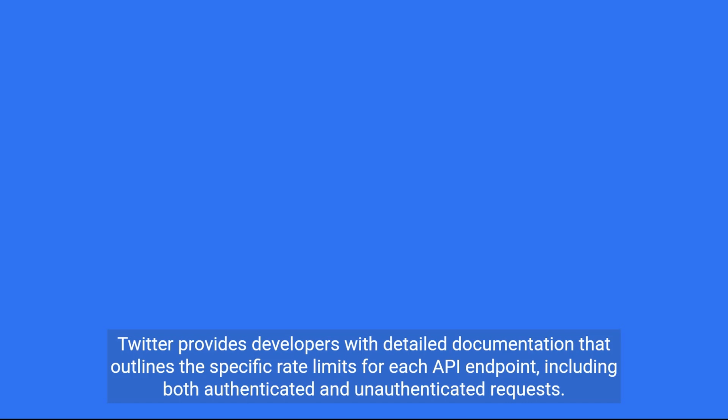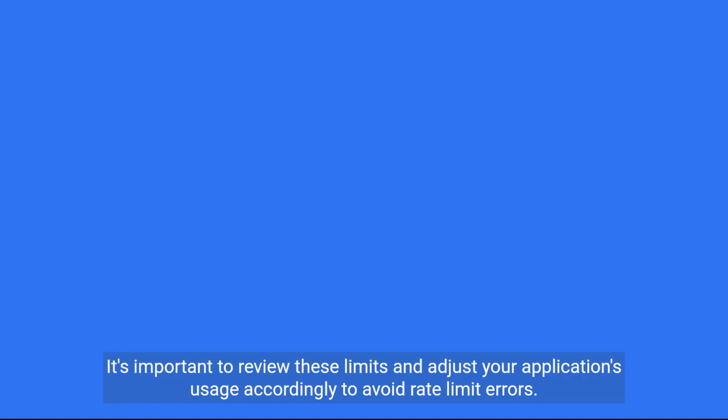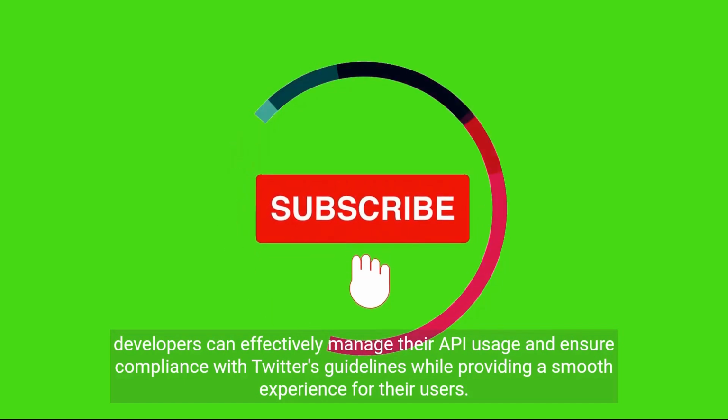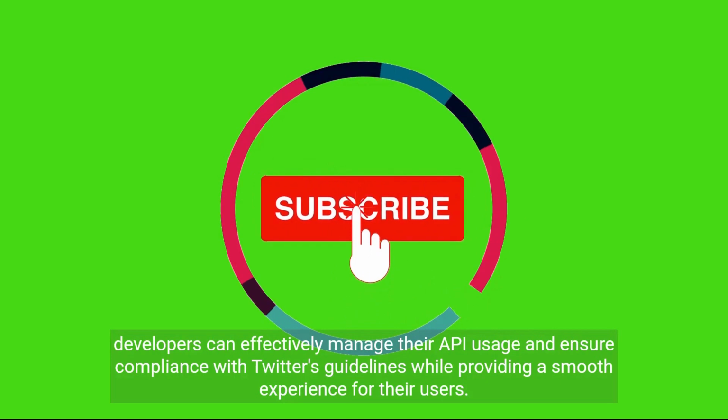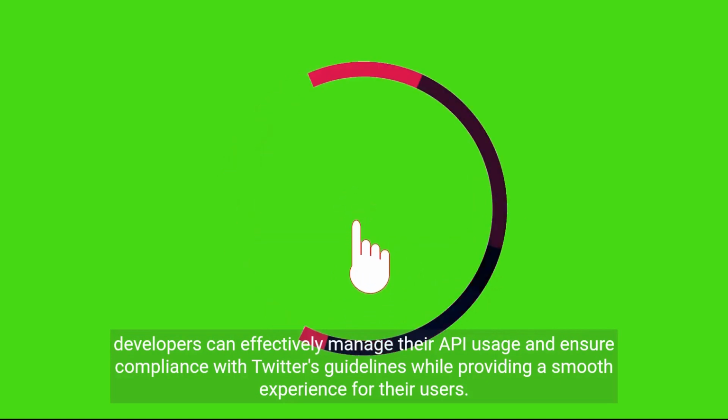Twitter provides developers with detailed documentation that outlines the specific rate limits for each API endpoint, including both authenticated and unauthenticated requests. It's important to review these limits and adjust your application's usage accordingly to avoid rate limit errors. By understanding the rate limits for different Twitter API endpoints, developers can effectively manage their API usage and ensure compliance with Twitter's guidelines while providing a smooth experience for their users.